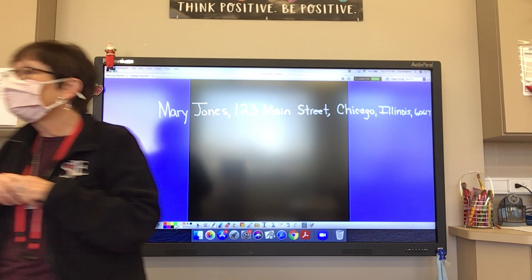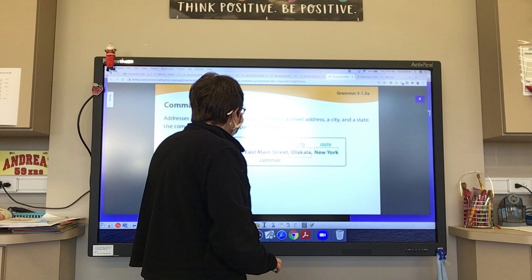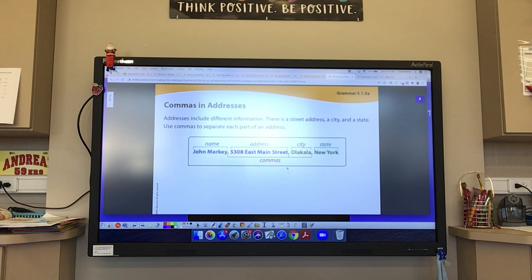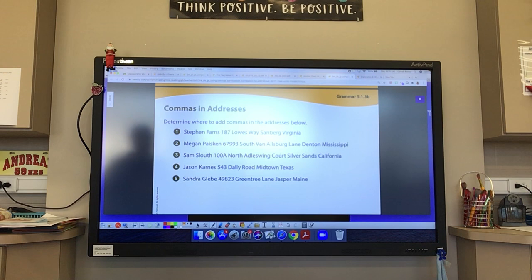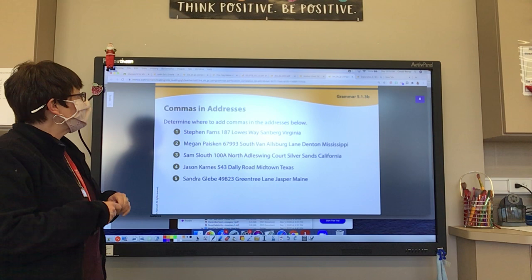Now you know. So when we look at our paper, we could see that they have it written like that in our paper. So let's look over here. That's how they have it. Now we can practice it. Let me see if I can move down that way. I'm going to have to move from my computer. And we have the commas and the addresses. So let me get it so I can write it. So it says, determine where to add commas in the addresses below.